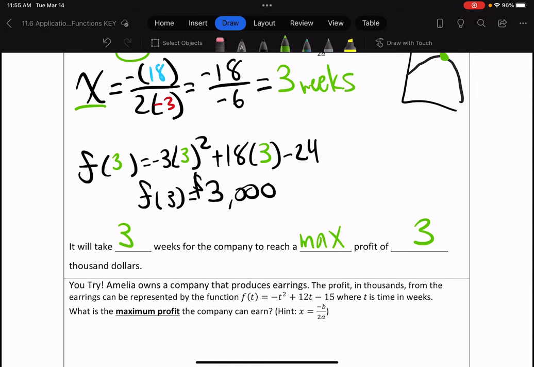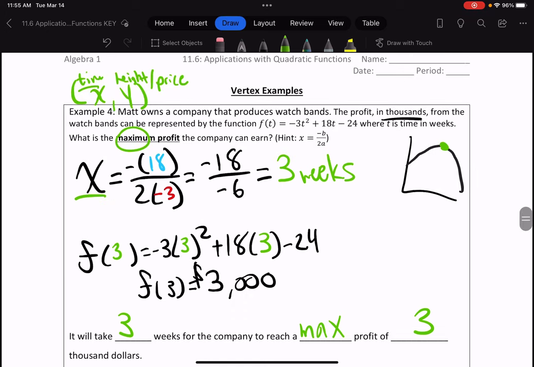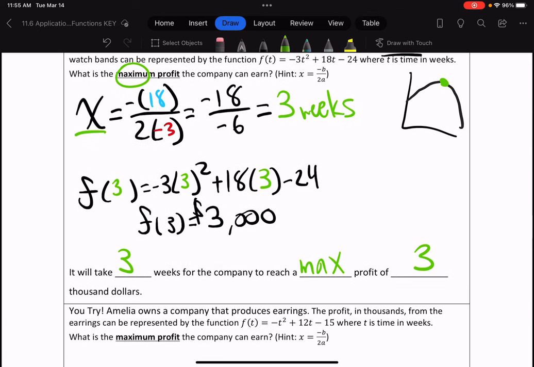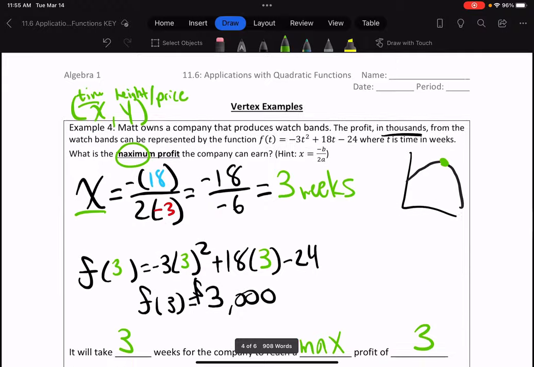So guys, I want your goal to be able to write a sentence from what it's asking you to do. So we're going to go back and read through that. It says Matt owns a company that produces watch bands. The profit in thousands from the watch bands is represented by this function where time is in weeks. And it's asking for the max profit. So you found how many weeks it took to reach the max profit, and you also found the max profit from the vertex. I want you guys to try the next one.